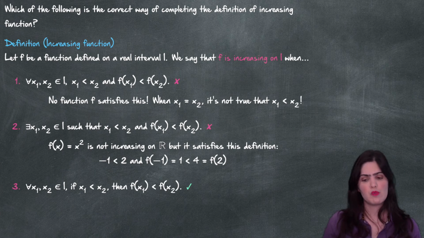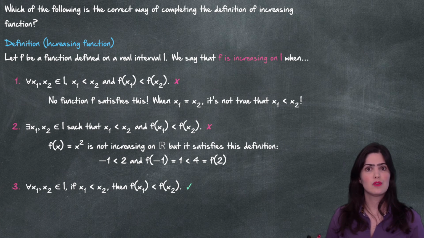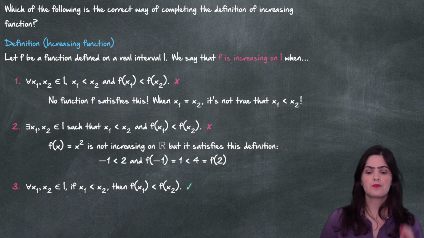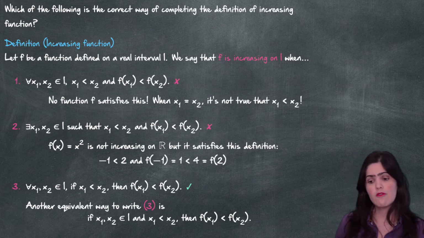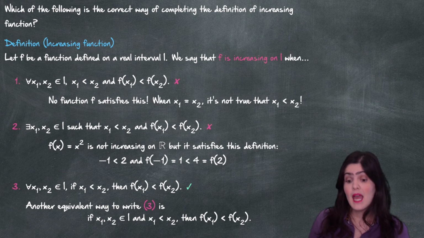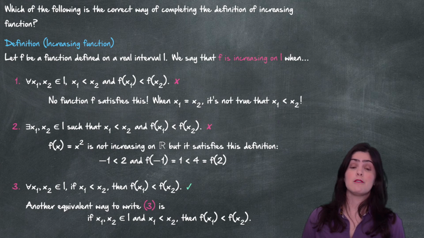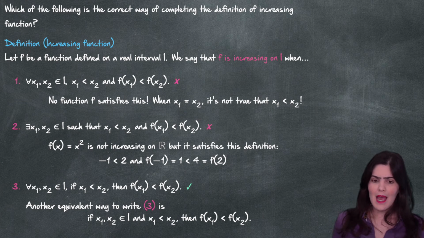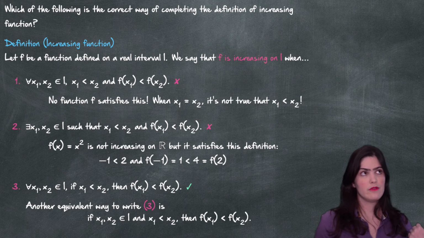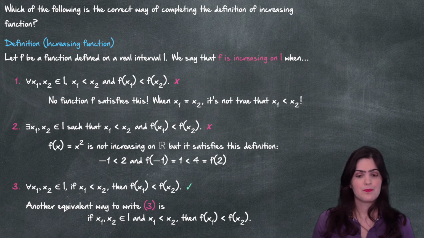It's very clear, it's very precise, and it tells me indeed that if I have x1 less than x2, it forces f of x1 to be less than f of x2. Another equivalent way of writing option number 3 is that if x1 and x2 are in I, and x1 is less than x2, then f of x1 is less than f of x2. Okay, now we have a rigorous definition, and as I said, we first need to understand the rigorous definition. Check, we know. Now we need to check an example.